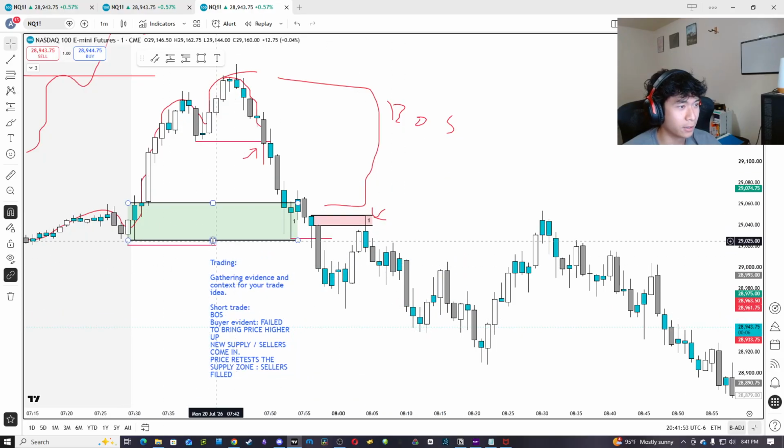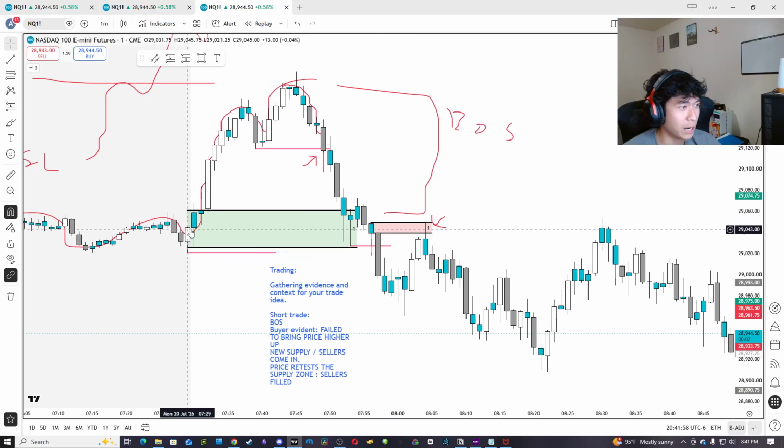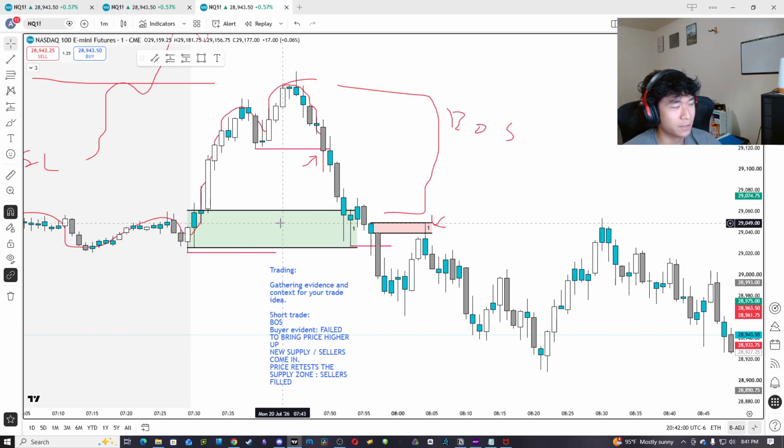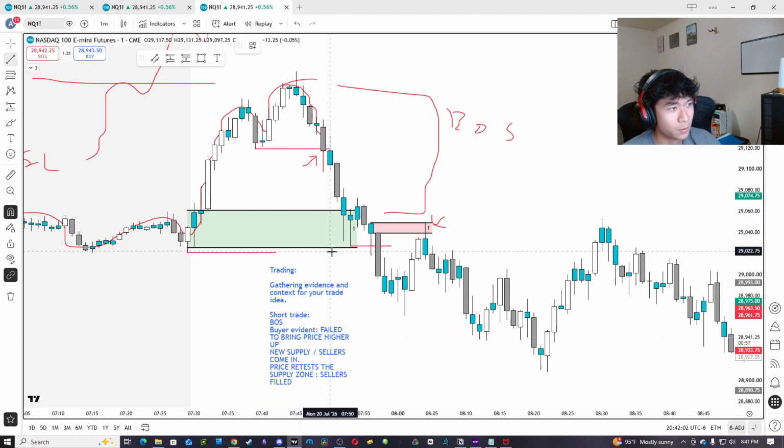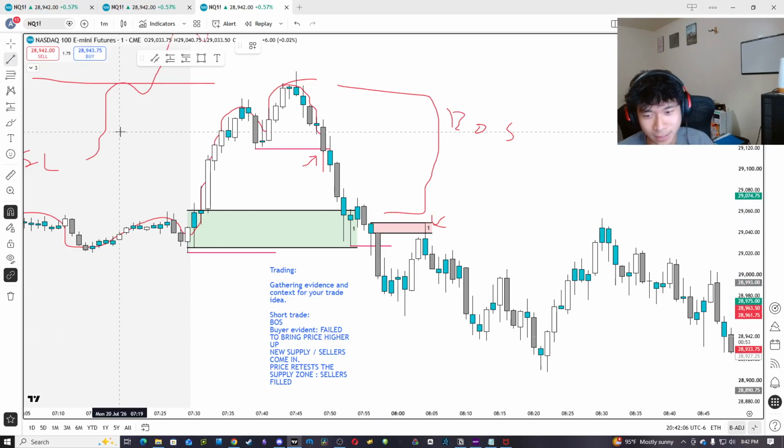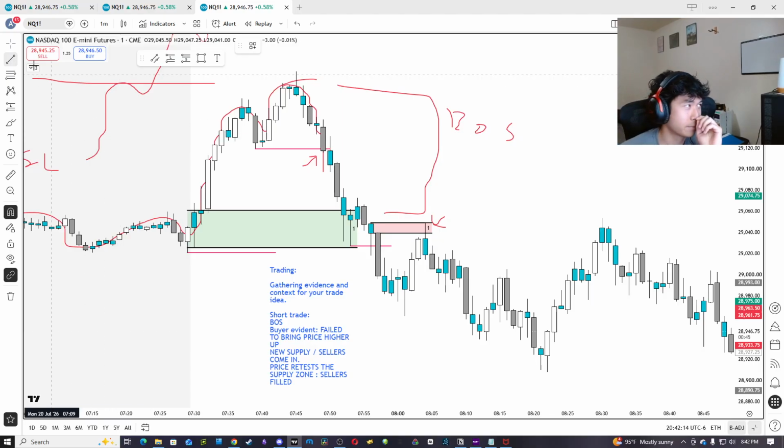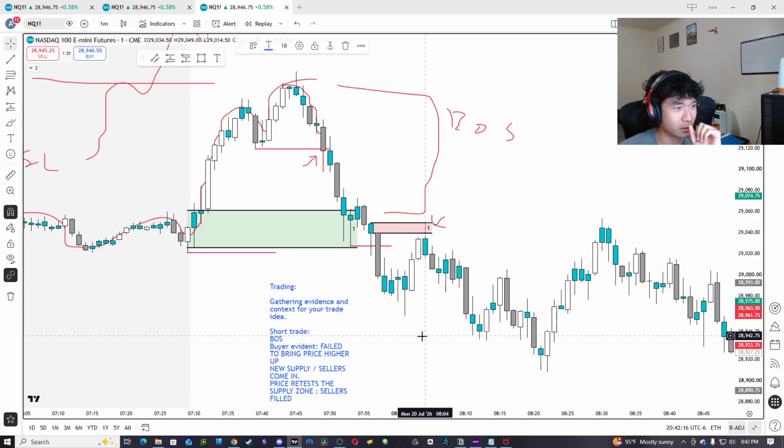So we had a buyer here. A flip zone gets printed. This seller traps this buyer. That is what happens. This buyer had its chance to take over and bring price higher up. Because it failed, it gave us the evidence and context that price wants to go lower. That is your high probability short trade right there. That's why this is all important.